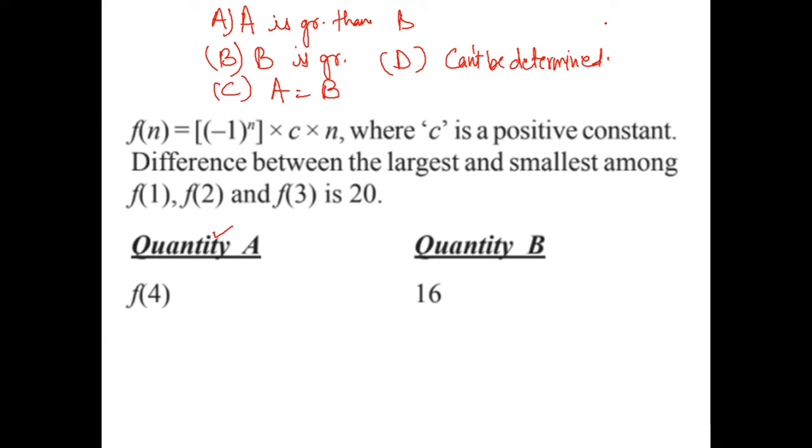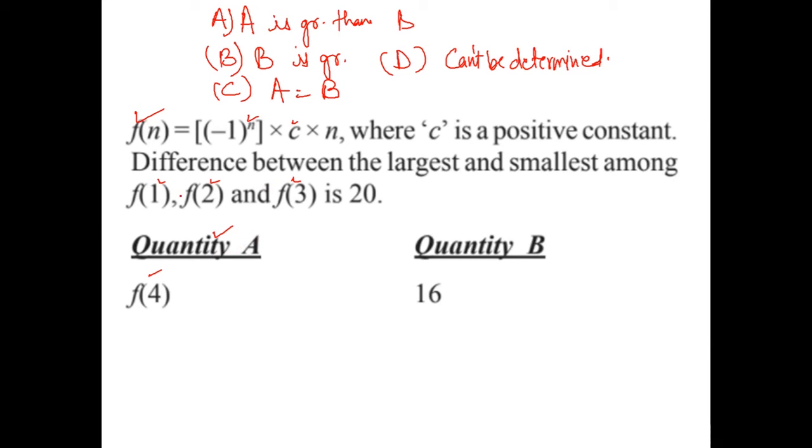Okay, hope you've been able to solve this. So the function fn has been given, with variable n and c, where c is a positive constant. Another piece of information is that the difference between the largest and the smallest among f1, f2, f3 is 20. We have to find the value of f4 and compare it with 16.